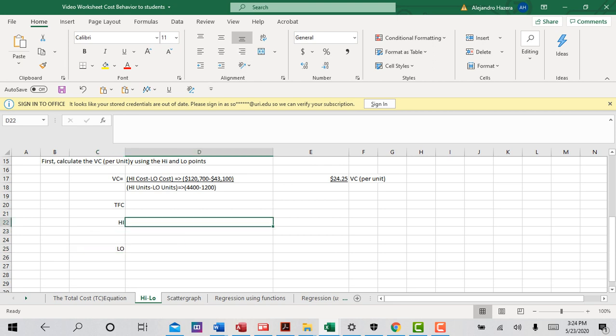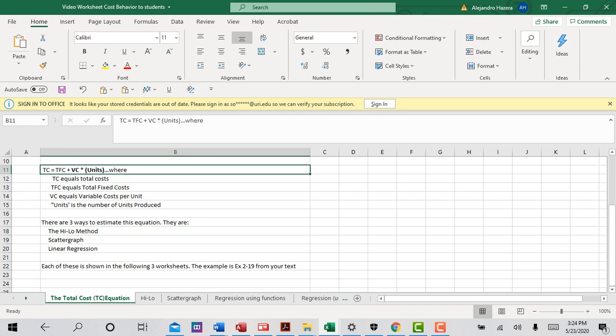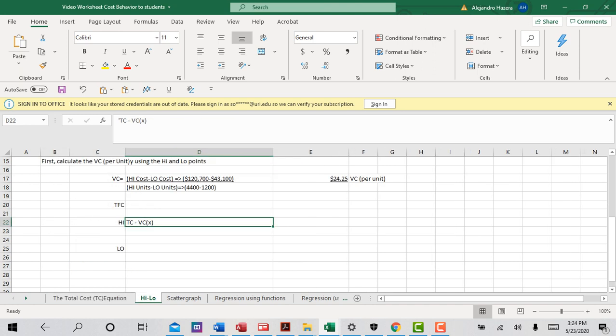Okay, so for the high point, all you're going to do is take your total costs. It makes sense. This is true for anyone: take your total costs and take out your variable cost per unit times X, that should give you your total fixed cost. Because remember what the line looks like. The line looks like this. So if you rearrange this algebraically, your total cost less your variable cost should give you your total fixed cost. I'll let you figure that out algebraically, but I'm basing it on that line right there.